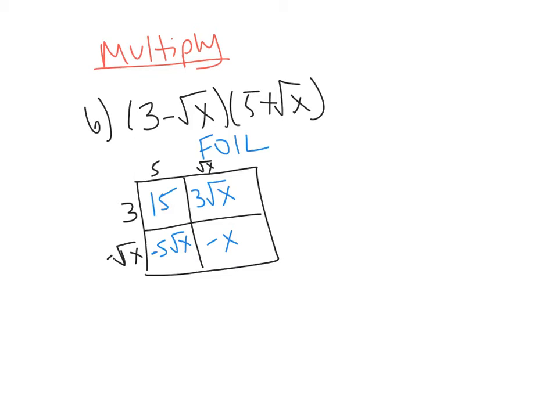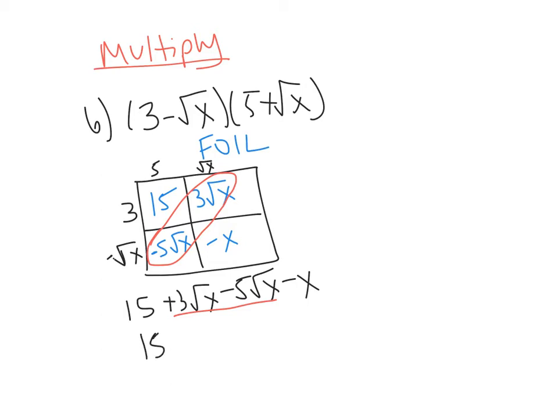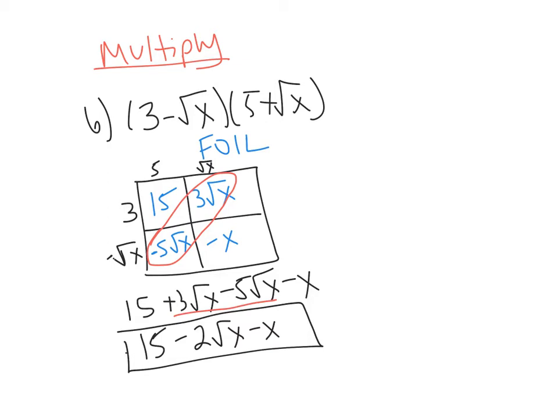So write out what we have. We have 15 plus 3 root x minus 5 root x minus x. And what I love about a box is, notice your like terms are diagonal. So because we have the same radical root x, 3 minus 5 is a negative 2. And I don't have any other like terms, so we are done.